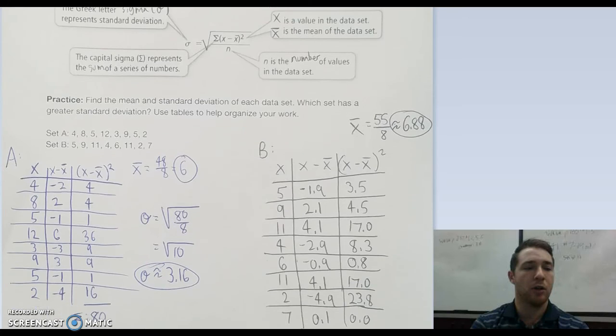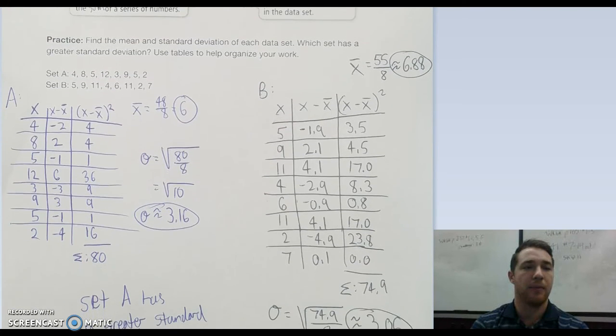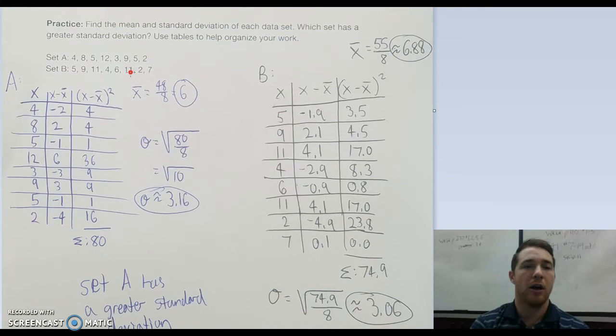So I have my work shown for set A and set B. For set A, if we're going to make a table, because it tells us to use tables to help organize our work, the first thing I did to start my table is just list all the values of my data set. You don't really even have to rearrange them from least to greatest, just list them out. 4, 8, 5, 12, 3, 9, 5, 2. Those are just all the values in my set.